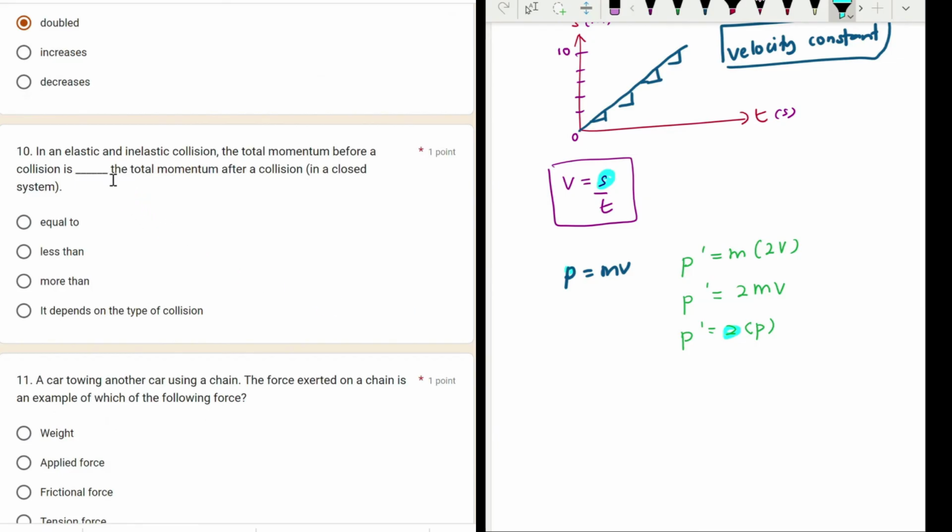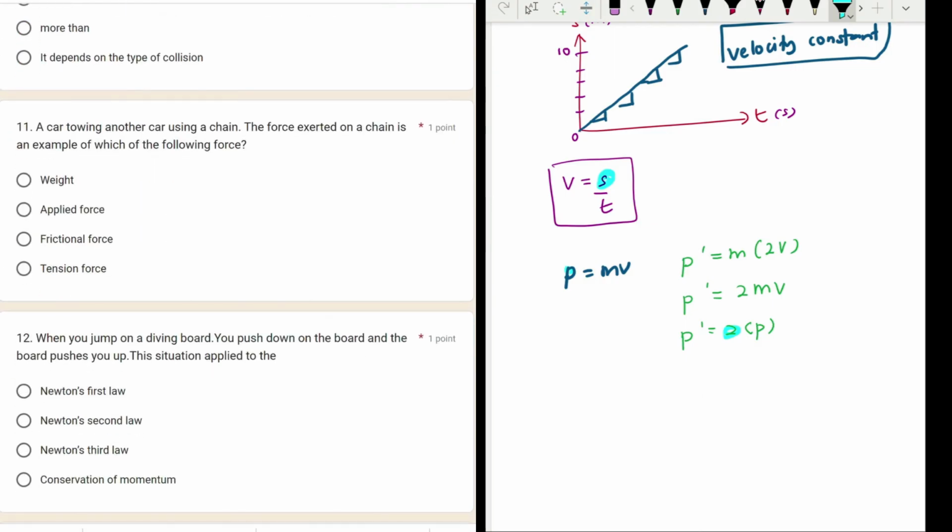Number 10. In an elastic and inelastic collision, the total momentum before a collision is equal to the total momentum after a collision in a closed system. Ini adalah definition of conservation of momentum. Alright, very easy.